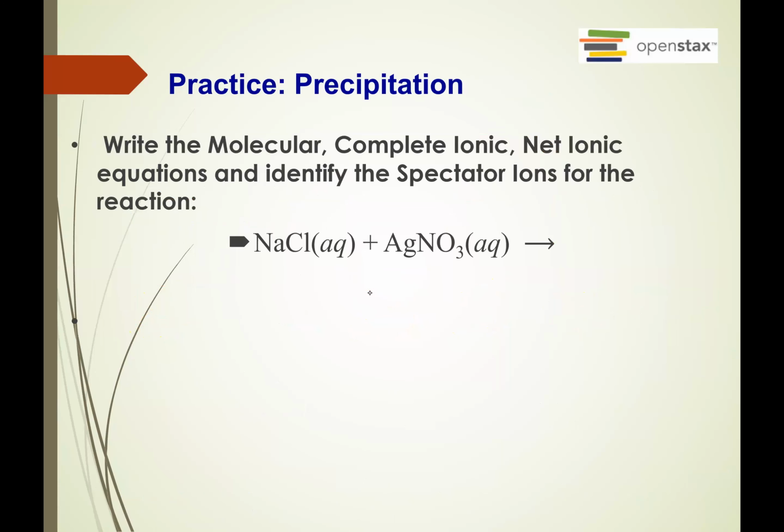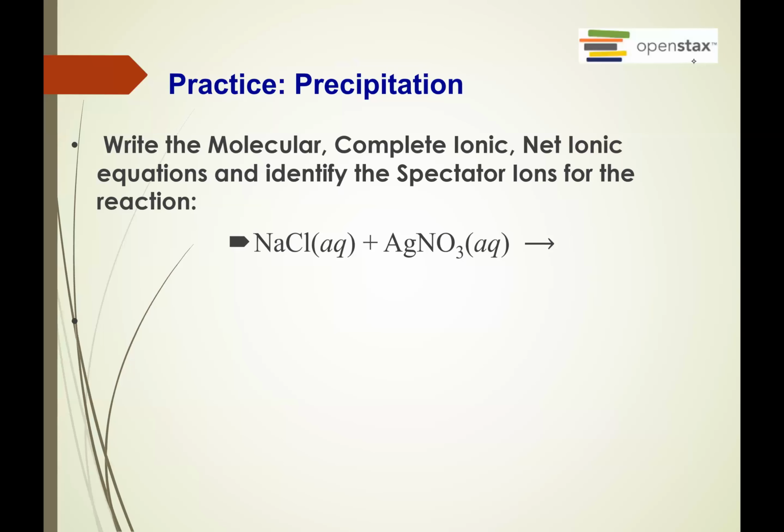I want you to try this one. This is exactly what your question would look like on your exam. It would say, write the molecular, complete, and net ionic equation and identify the spectator ions. So try this and then we'll go over it in just a minute.